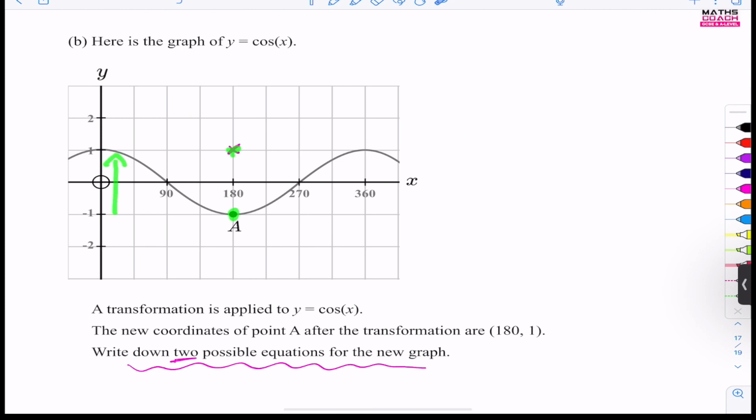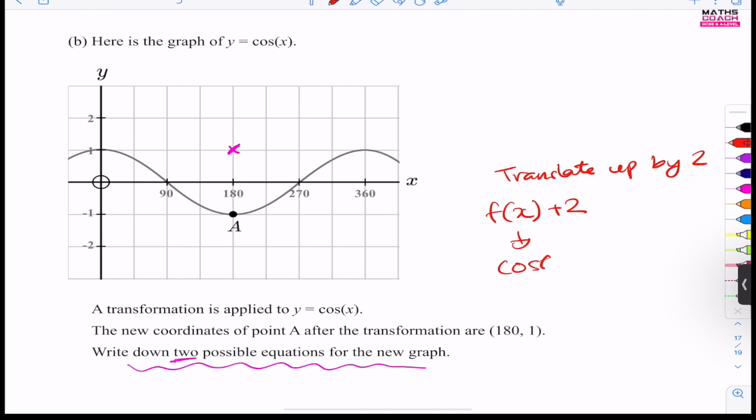So that's a jump of 2. So the first one could be a translation up by 2, and therefore it would be f of x plus 2, and our f of x is cos x plus 2. So that's one.